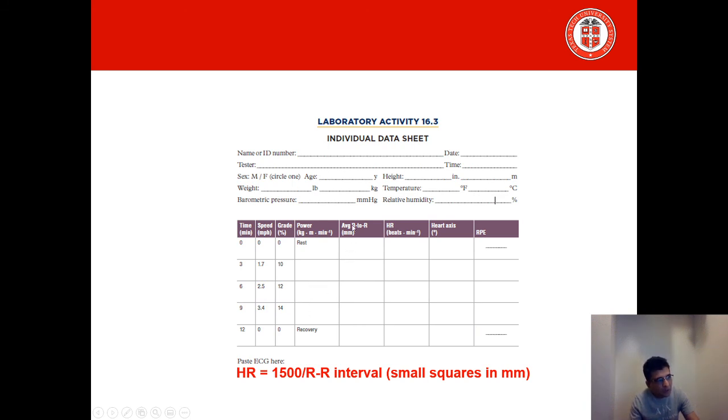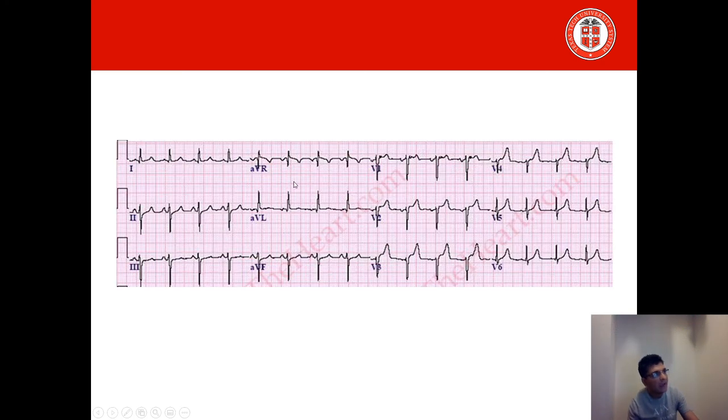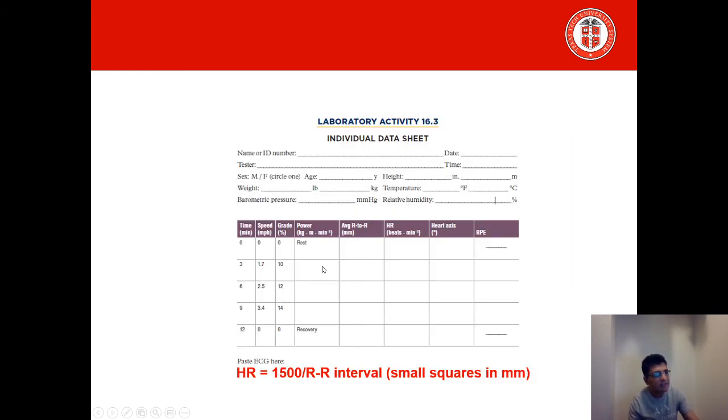We are bothered about this RR column 1, HR column 2, and just ignore this axis column because we are again not calculating the cardiac axis or the heart axis. And you have to bother about the RPE, which you have taken before as the rating of perceived exertion. So the idea is that you will get ECG just like this. Here you have an ECG for the resting period, and you have ECG for stage 1, stage 2, stage 3 of the exercise, and a recovery period.